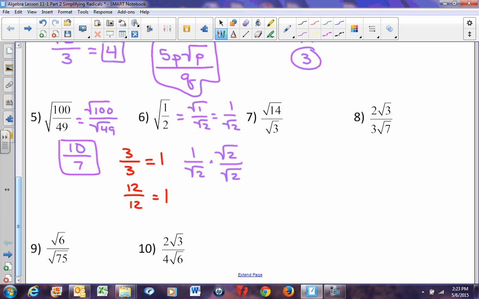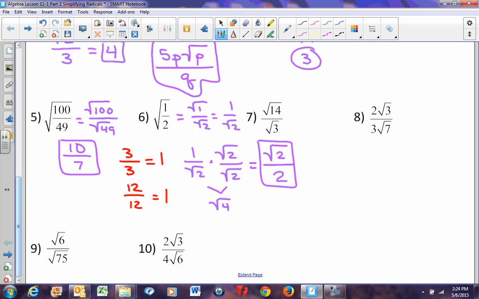So I now am multiplying this by the square root of 2 over the square root of 2. My numerator now becomes the square root of 2, because 1 times the square root of 2 is the square root of 2. And the square root of 2 times the square root of 2 becomes the square root of 4, which is just 2, because if I have two of the exact same things, the square cancels out the square root. So the square root of 1/2 becomes the square root of 2 over 2. And I kind of moved into problem 7 here, so be careful with that in your notes.